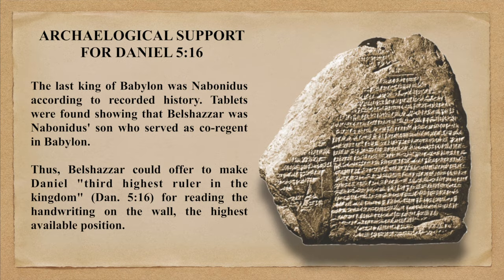Third, another king who was in doubt was Belshazzar, king of Babylon, named in Daniel chapter 5. The last king of Babylon was Nabonidus, according to recorded history. Tablets were found showing that Belshazzar was Nabonidus' son who served as co-regent in Babylon. Thus, Belshazzar could offer to make Daniel the third highest ruler in the kingdom, according to Daniel 5:16, for reading the handwriting on the wall, the highest available position.